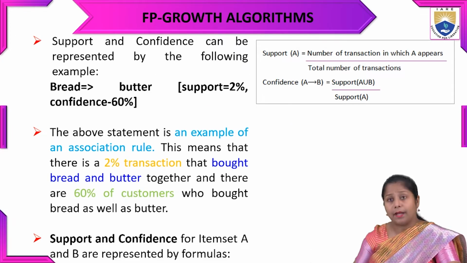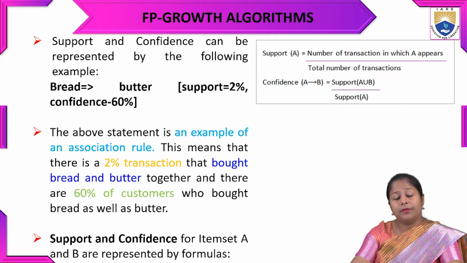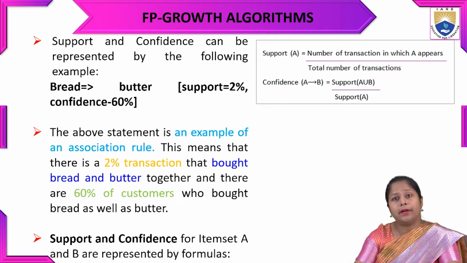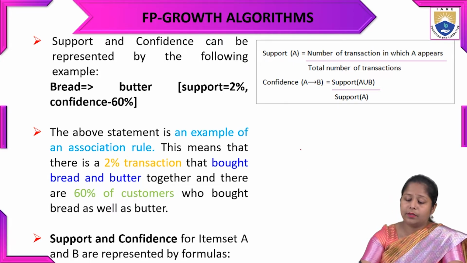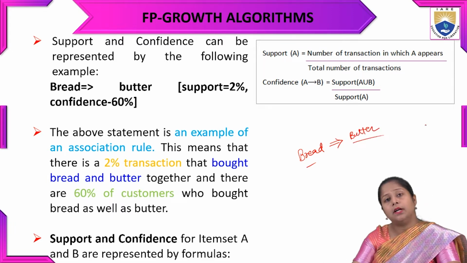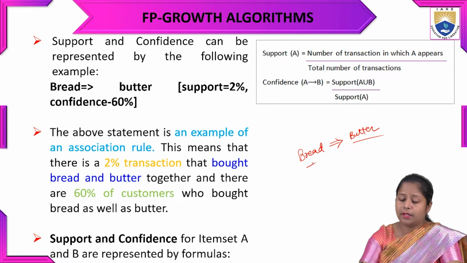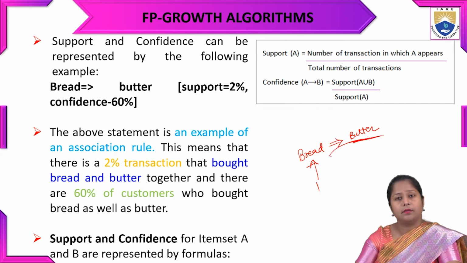Support and confidence can be represented by the following example. One example is bread and butter. The rule is written as an association rule: bread implies butter. If some person purchases bread, they also purchase butter. That will be the relation between them.